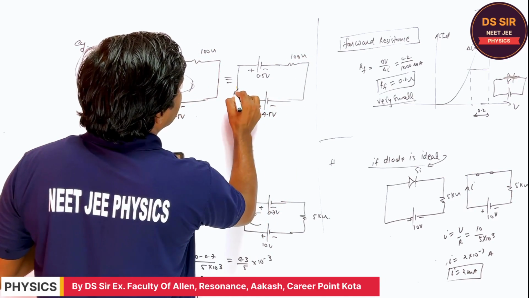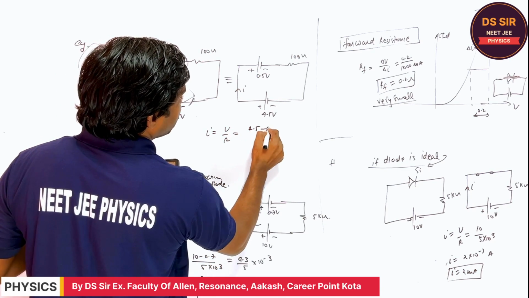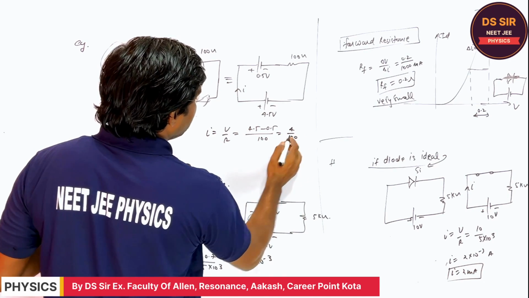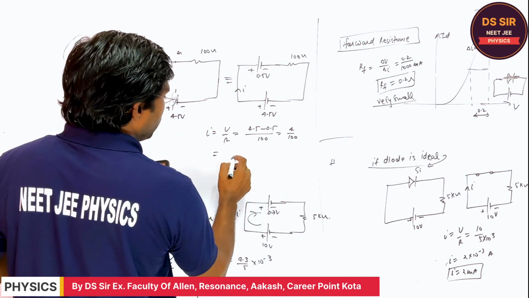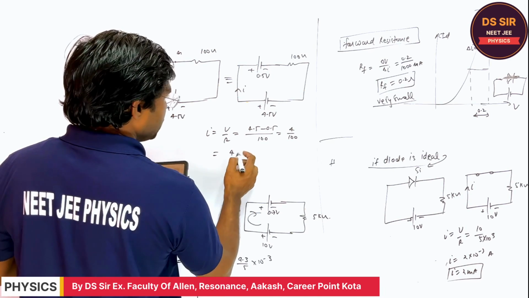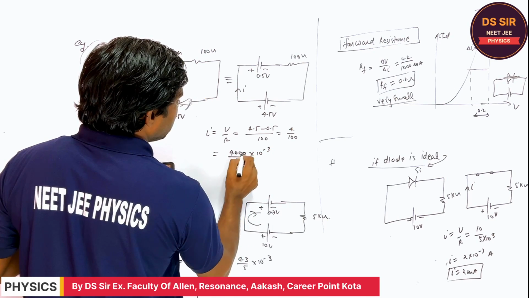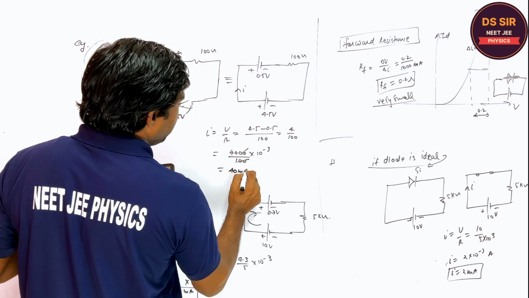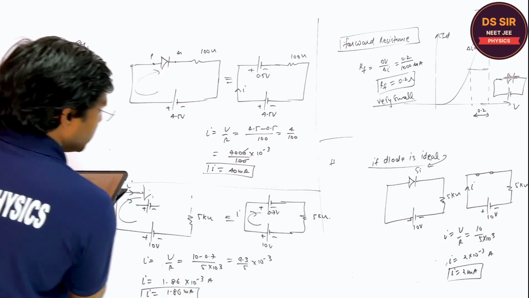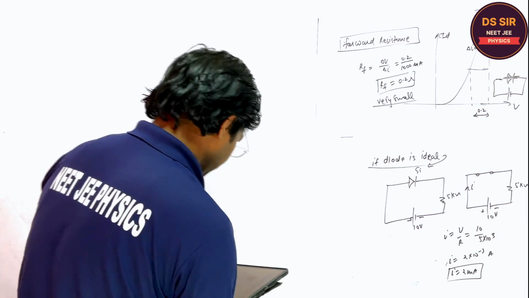So what is the current in this circuit? V upon R, 4.5 minus 0.5 upon 100, it is 4 upon 100, right? So how much is it? You tell me. This is 1000 into 10 to the power minus 3 upon 40, 40 milliampere is the current in this case. Copy this.